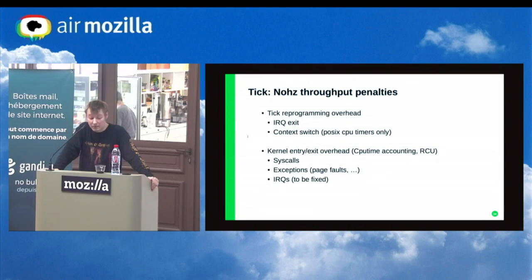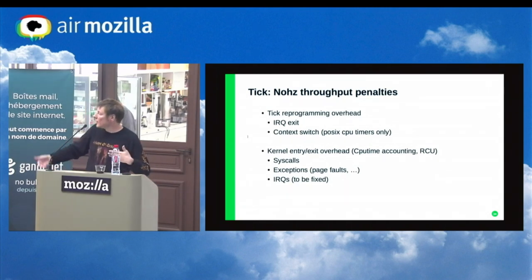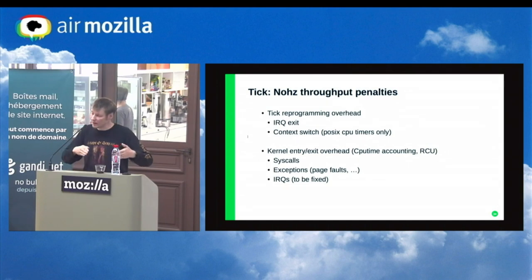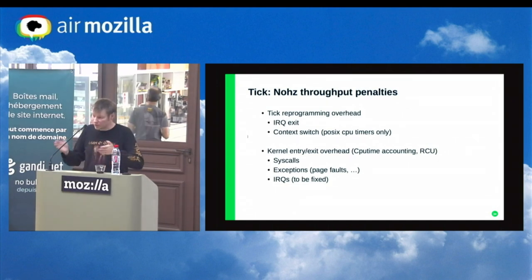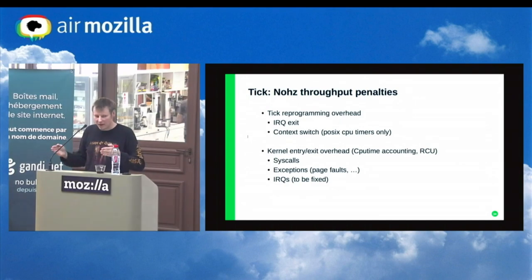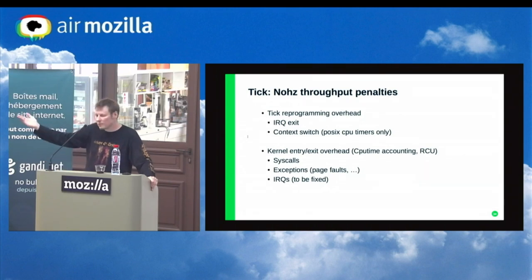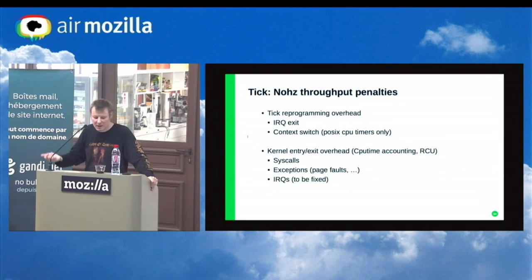And for the rest, there is a lot of kernel entry and exit overhead because we do not account the CPU time using the tick anymore. So we need to find another way. So we listen on kernel entry and exit, and we compute the difference. So this is how we now compute the CPU time accounting. And this can be expensive. So it happens for every syscall, for every exception, such as page faults and IRQs, actually, also. But it's not useful anymore. So I guess it's going to disappear.